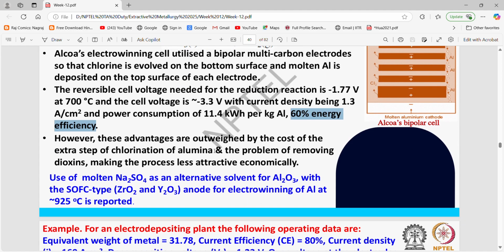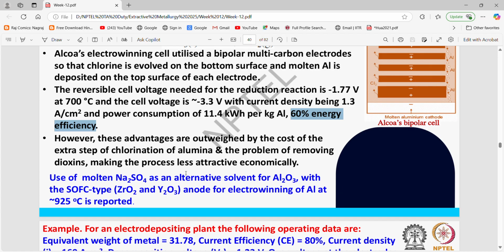process. So whatever advantages are produced with this ALCOA process are getting eliminated just by adding an extra step of chlorination of alumina and the problem of removing dioxins, making the process less attractive economically. So as compared to the Hall Herold process, the cost gap is very high, so the cost cutting is very high in ALCOA and Hall Herold cell process.